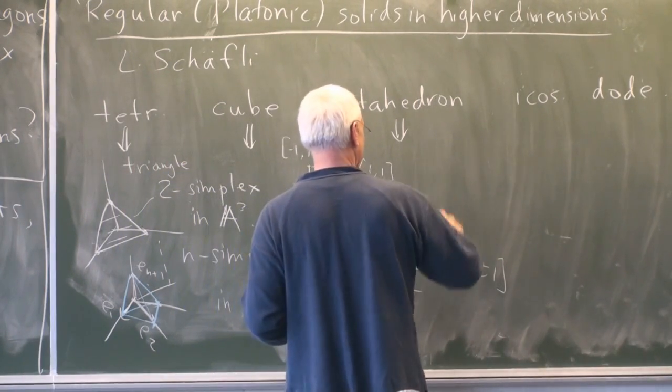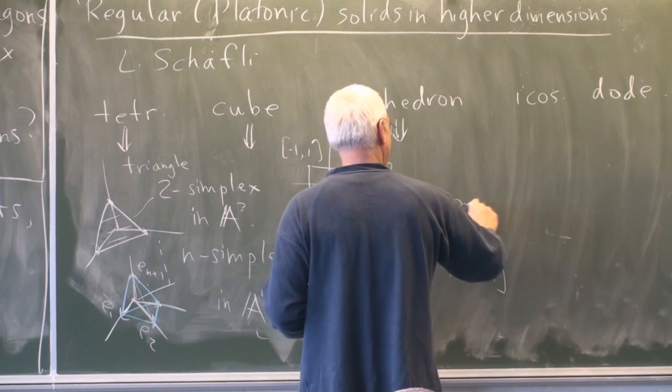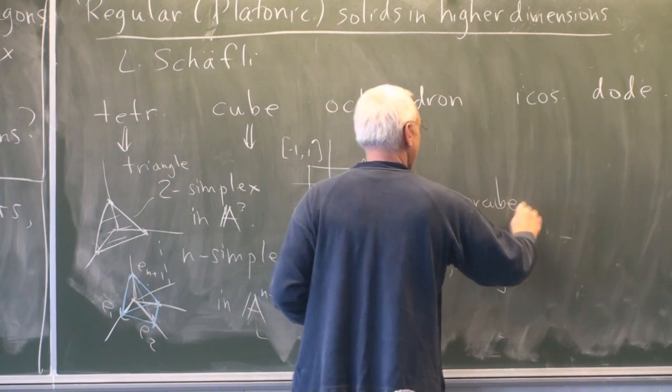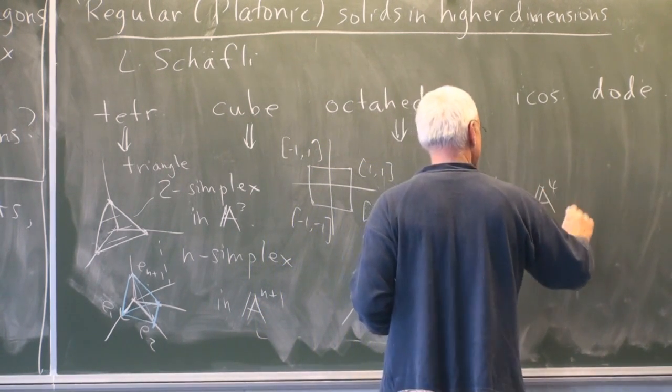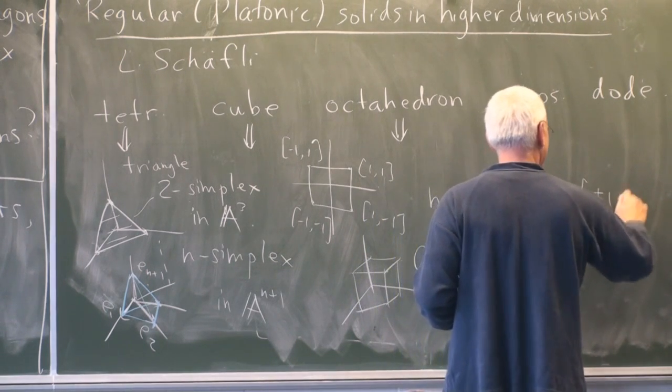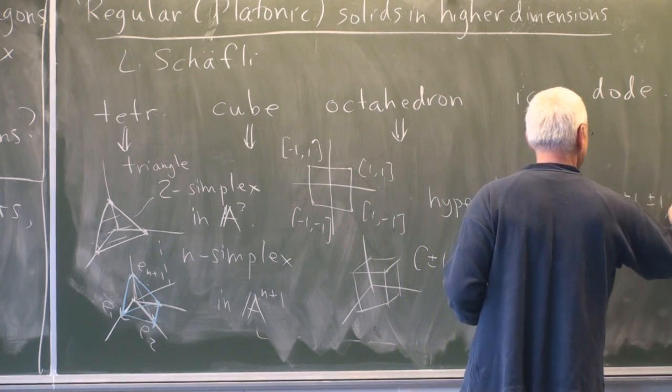Okay, so maybe I'm running out of room here, but the hypercube would be in 4 dimensions. We'd be looking at all things of the form plus or minus 1, plus or minus 1, plus or minus 1, plus or minus 1.